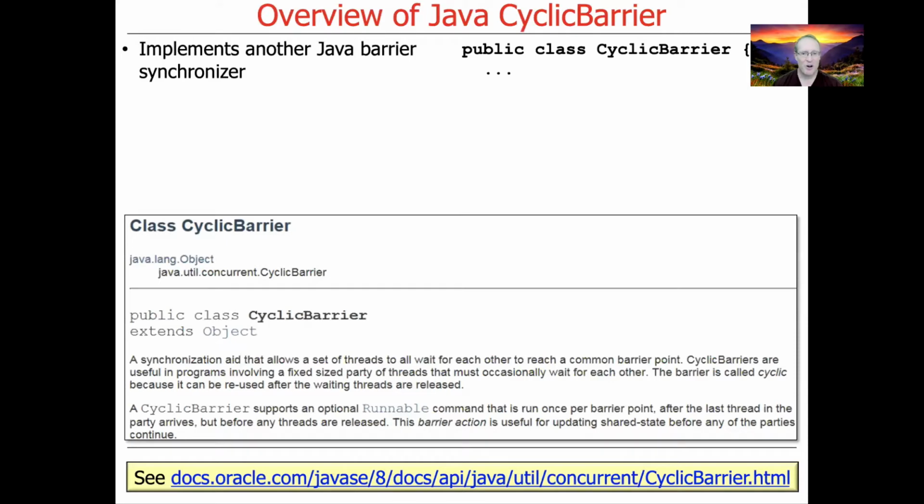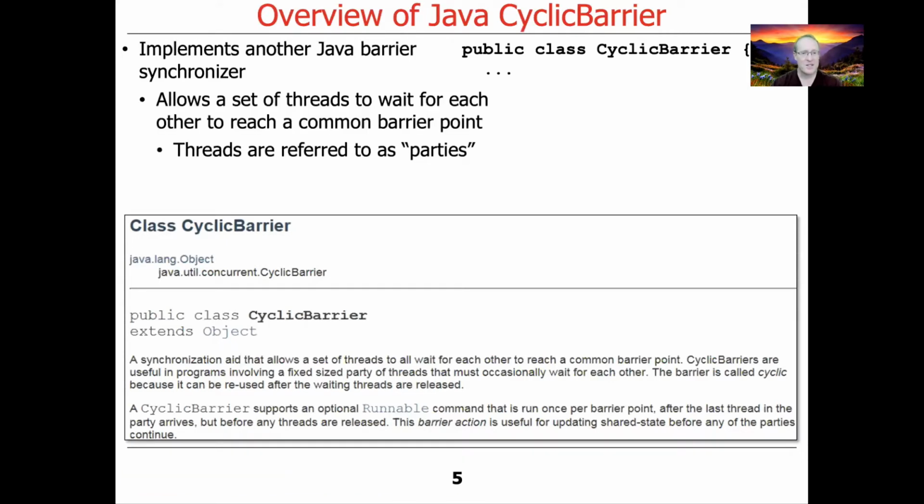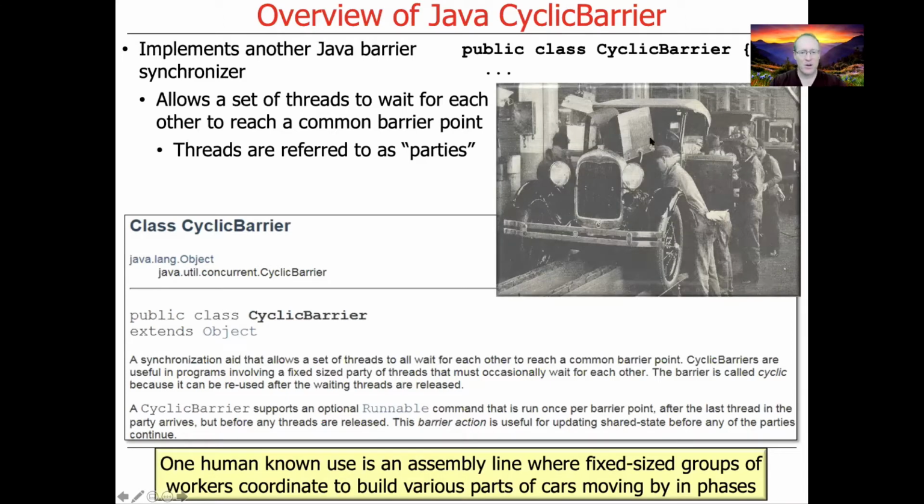So the CyclicBarrier implements another Java barrier synchronizer. This synchronizer allows a set of threads to wait for each other to reach a common barrier point. And for some odd reason, the mechanisms are referred to as parties. And so the parties that are involved here are basically threads.